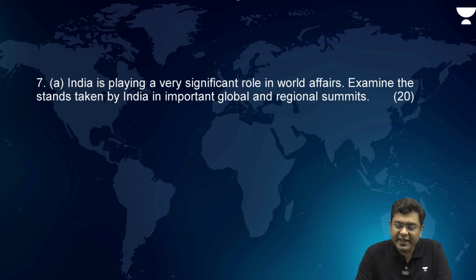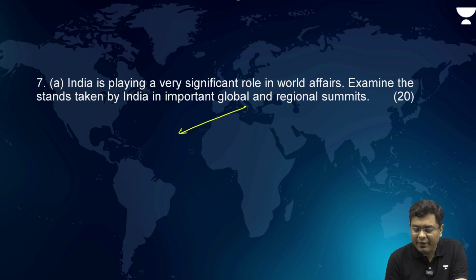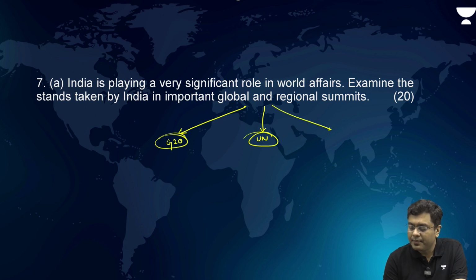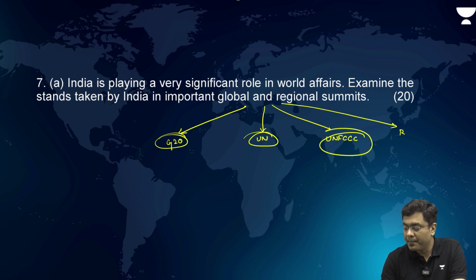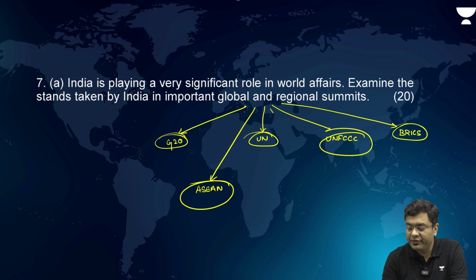Then India is playing a very significant role in world affairs. Examining the stands taken by India in important global and regional summits. So here, global and regional summits, you have to talk about, for example, G20, then UN, then Convention on Climate Change, then BRICS, then ASEAN, right, SCO.